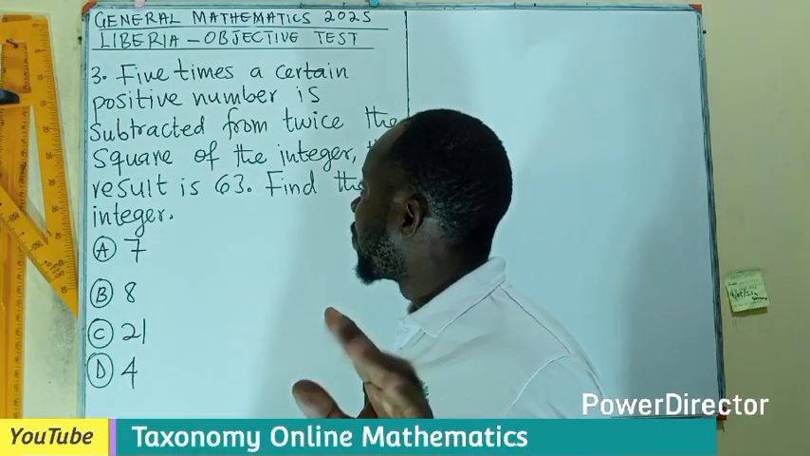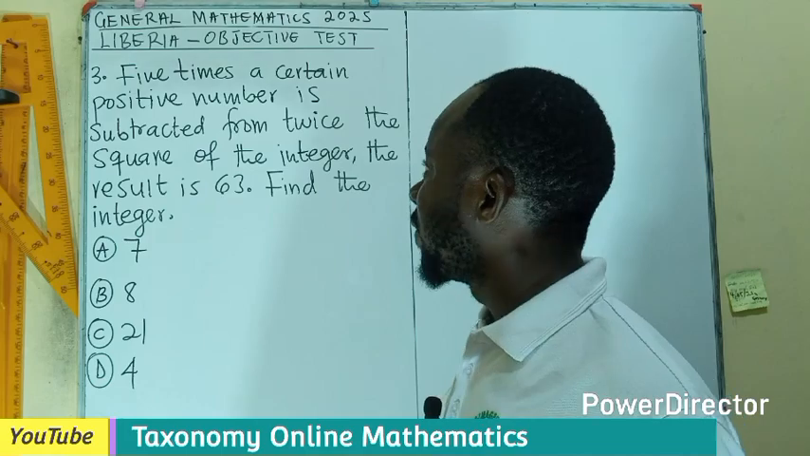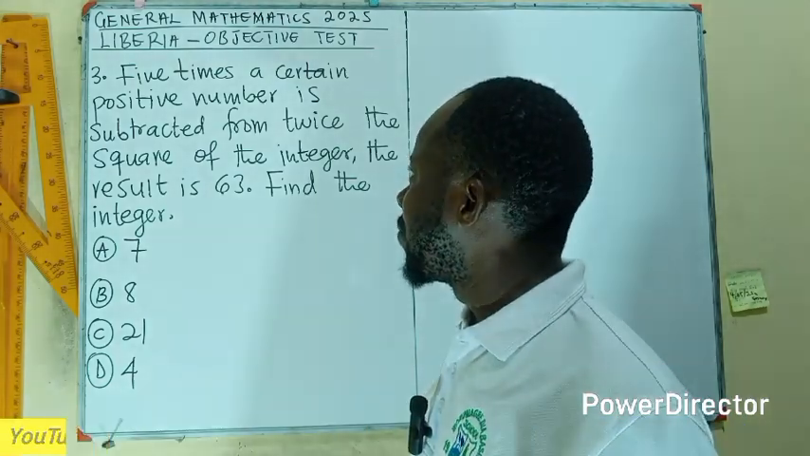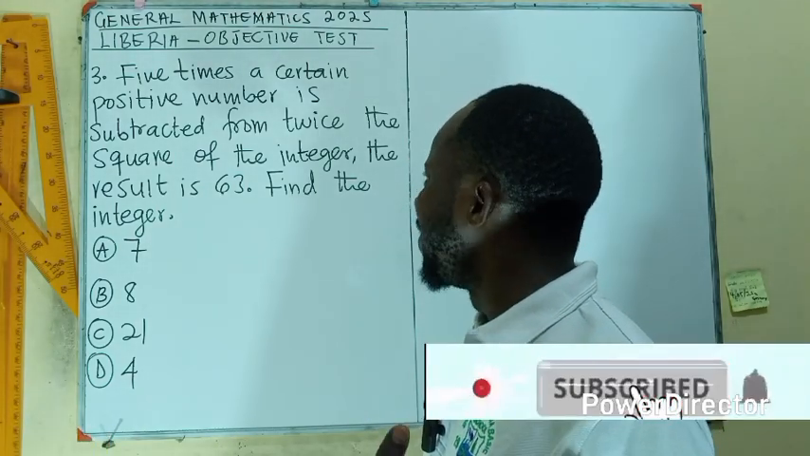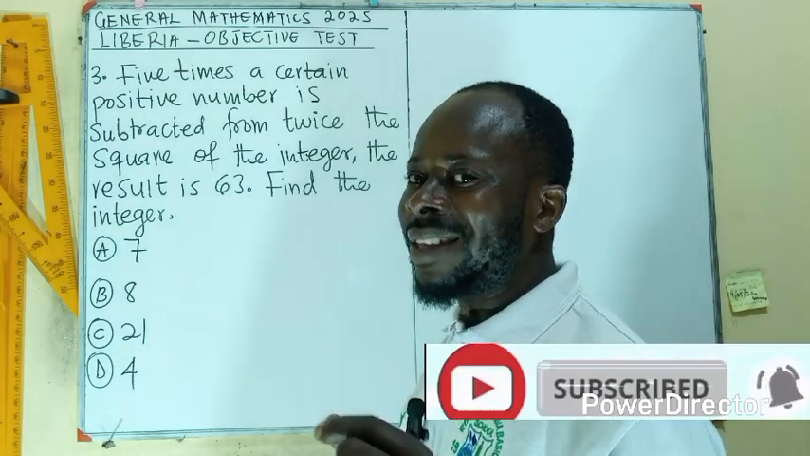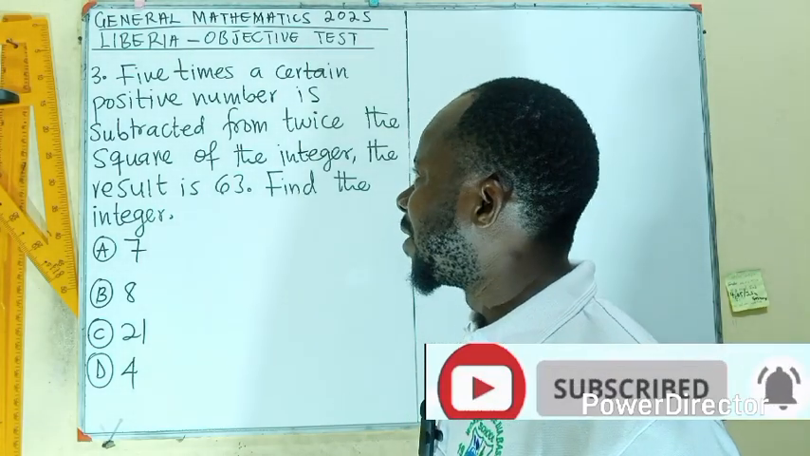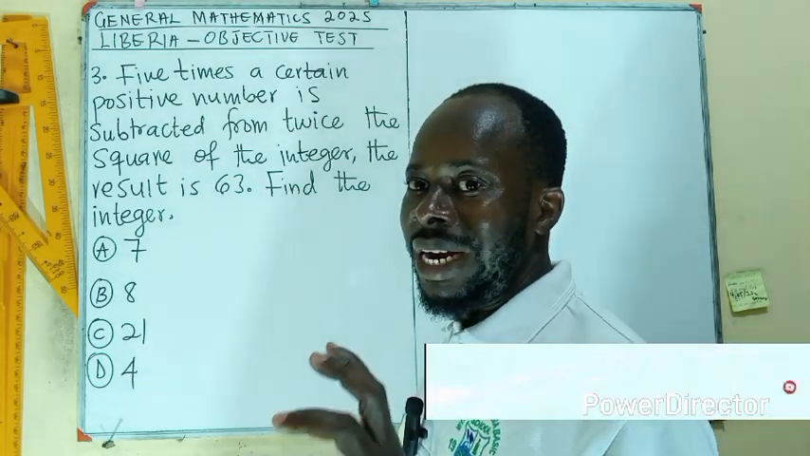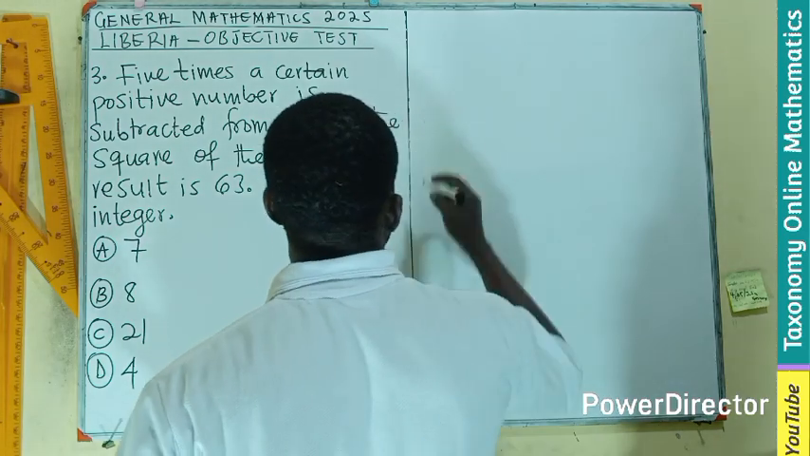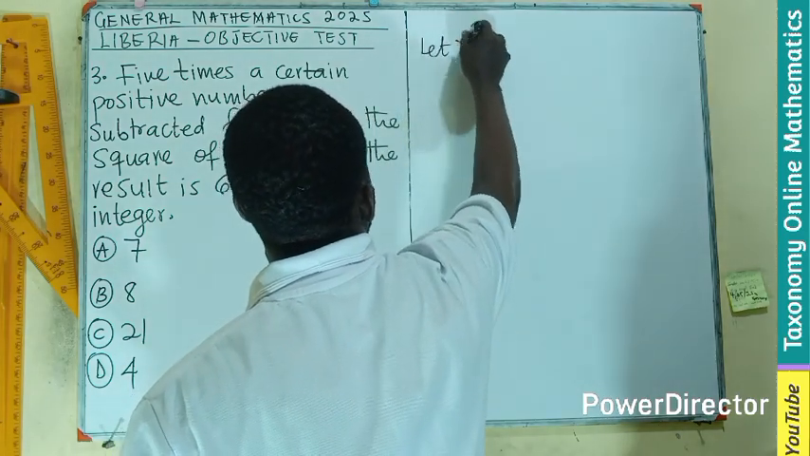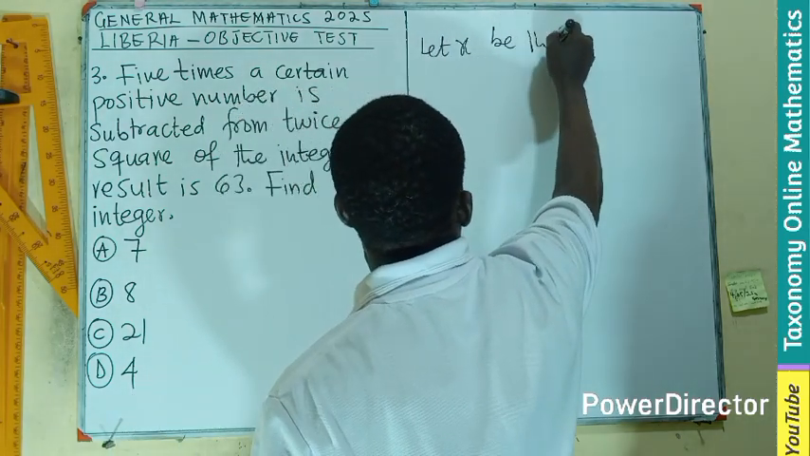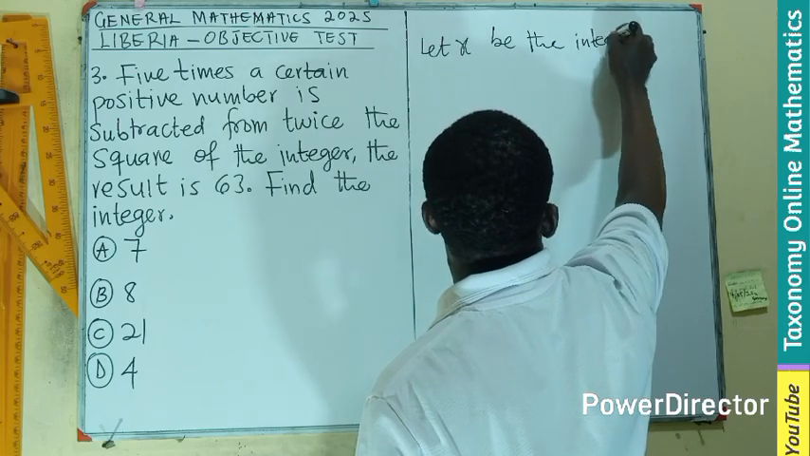Number 3. 5 times a certain positive number is subtracted from twice the square of the integer. The result is 63. We have to find the integer. So first things first, we need to know what the integer is. So we can just say we let x be the integer, right?